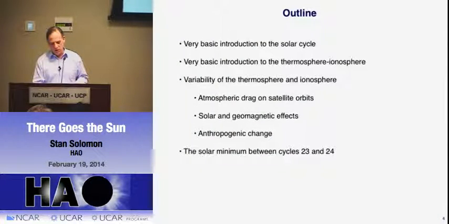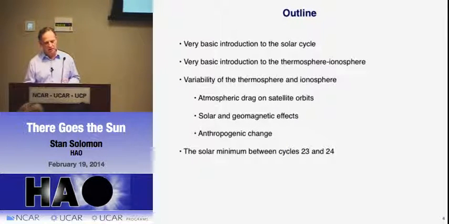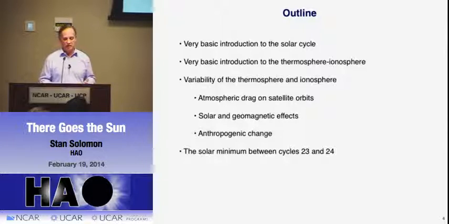So here's what we're going to do in the meantime. I'm going to give a very basic introduction to the solar cycle. Then a very, very basic introduction to the thermosphere-ionosphere system, that part of the upper atmosphere that's most affected by solar variability. Talk about its variability, especially about a topic that we're very engaged in right now, which is the atmospheric drag on satellite orbits, the solar, and I'll mention the geomagnetic effects, and then the change of this system that's being driven by changes caused by human activity itself. Finally, we'll talk about the recent solar minimum, or fairly recent solar minimum, that happened in 2008 and 2009 between solar cycles 23 and 24.